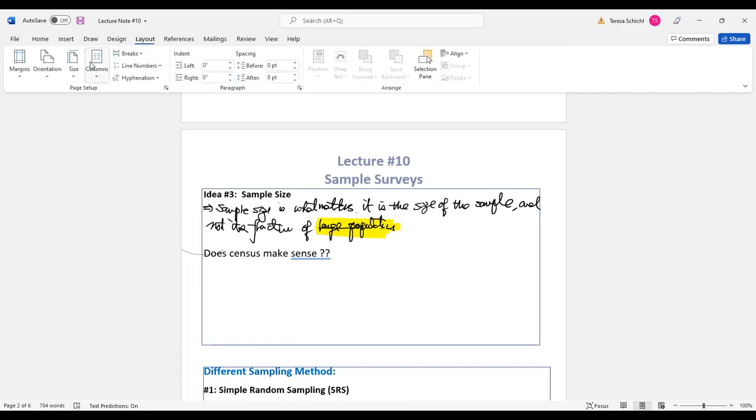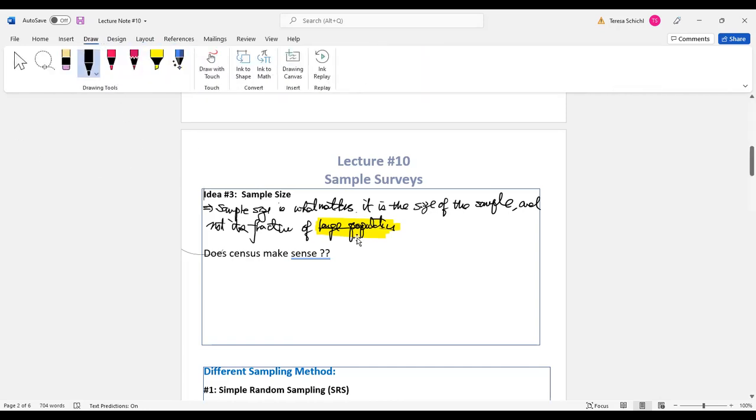Then one of the questions people constantly ask is, how about a census? Okay, so what is a census? Let's take a look here.